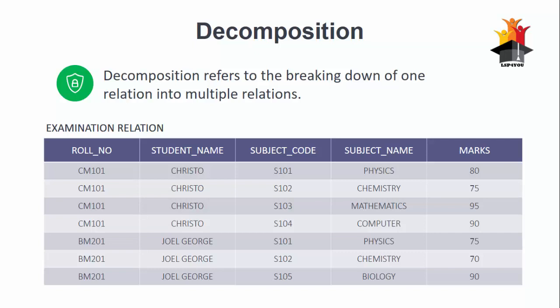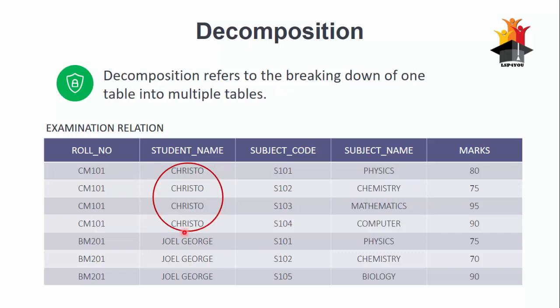We can see some kinds of redundancy in this relation state. Here the student name and the subject name appear many times. The name of a student is repeated for every subject he or she has written the examination for, and the subject name is also repeated for different students who have written the same subject. This redundancy can be remedied by decomposing the examination relation.